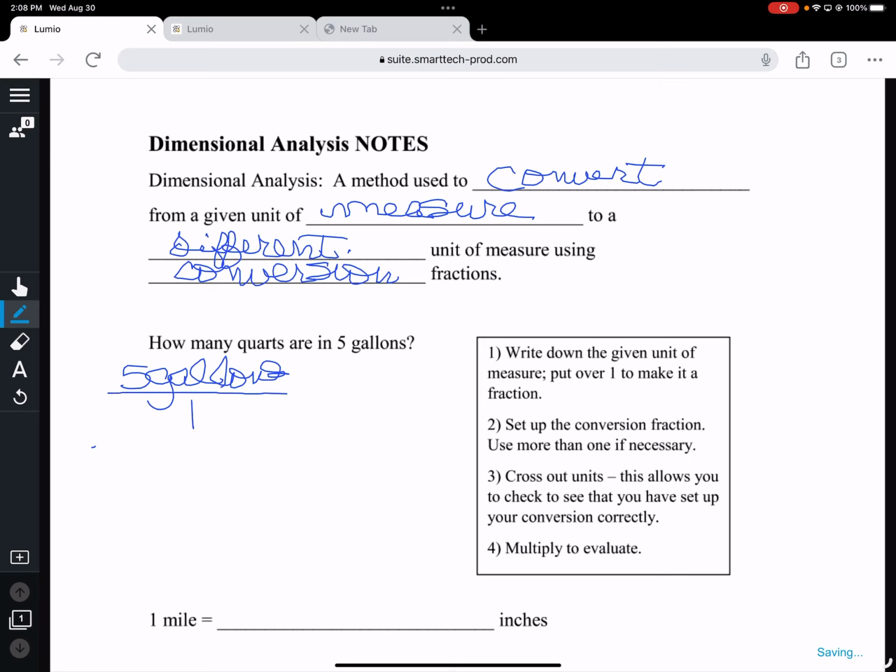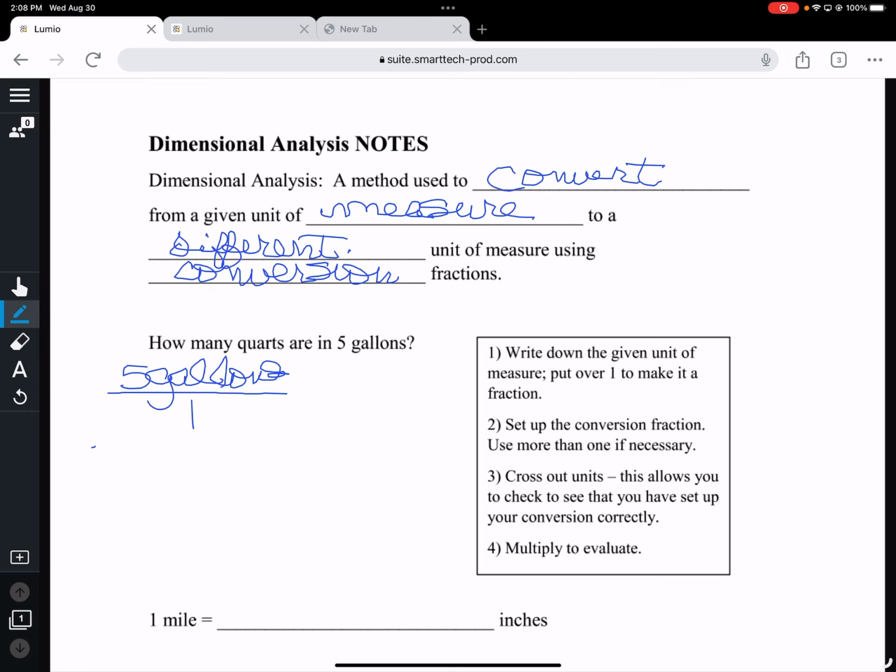Then it says set up the conversion fraction. Use more than 1 if necessary. Now, we're going from quarts to gallons, which is an easy conversion. If we were going maybe ounces to gallons, we might have to convert ounces to cups, cups to quarts, quarts to gallons. So we may have to do several conversions in a row. It says also check out your cross out units. This allows you to check that you've set your conversion up correctly.